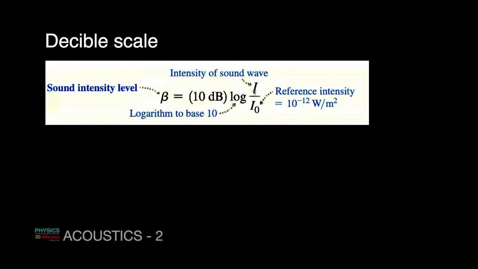So you take this ratio and you take the log to the base 10 of this ratio, multiply by 10, and you get a value which we call the sound intensity level. Remember the word level: if it comes, that means I'm talking in the decibel scale. I'm not talking in terms of watt per meter square. So do remember that.